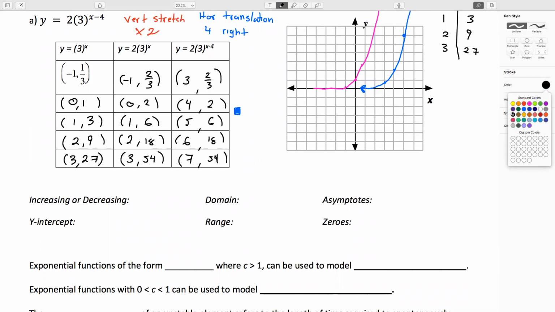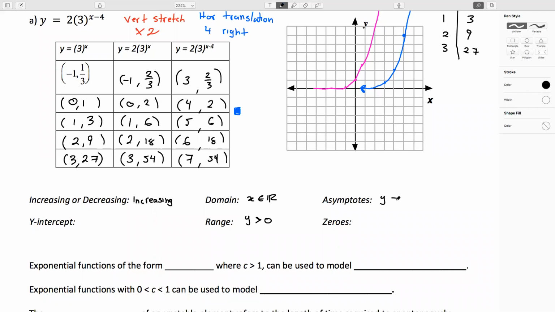Increasing or decreasing? It's increasing. The domain is all real numbers. X can be anything. The range, though, is y strictly greater than 0. The asymptotes: y cannot equal 0. So y equals 0 is a horizontal asymptote, and the vertical asymptote is not applicable. And now you might be asking, what's the y-intercept? It used to be 1. Well, what's the new y-intercept for the blue function?